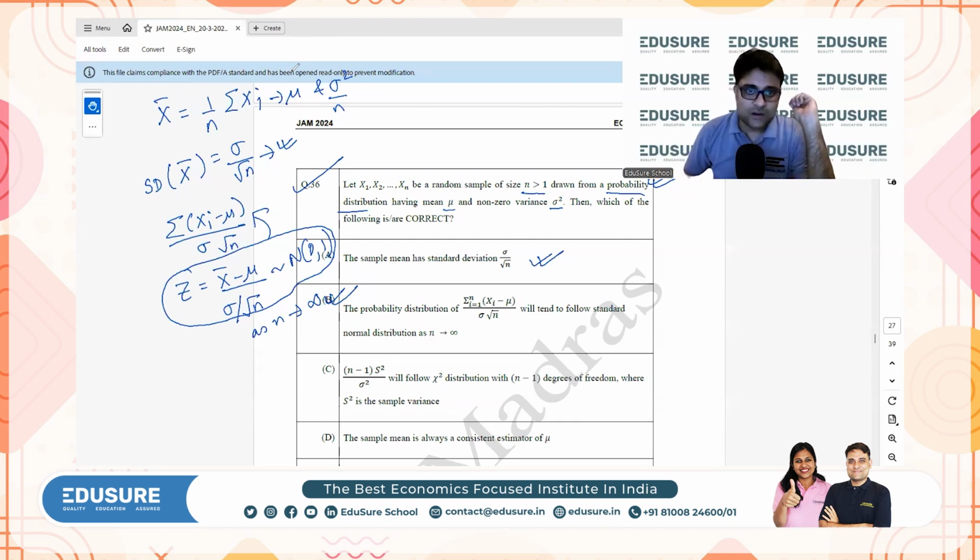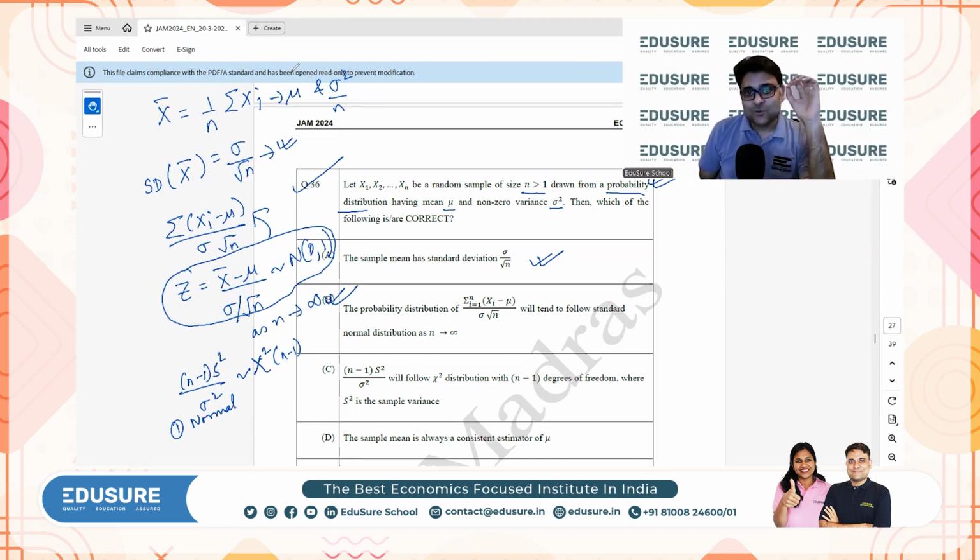n minus 1 s square by sigma square. It's given that n minus 1 s square by sigma square follows a chi-square distribution with n minus 1 degrees of freedom. There are a few assumptions that have to hold in order for this to hold. Number one is that the population distribution should be normal. Here, nothing is mentioned. Population distribution should be normal.